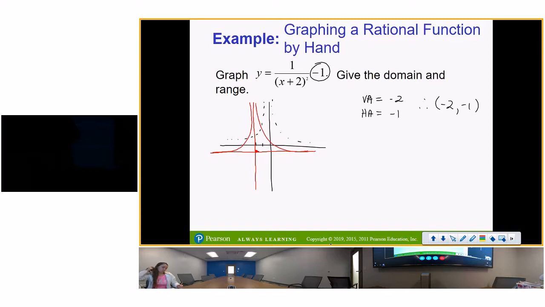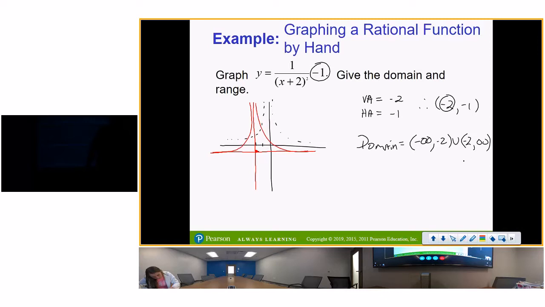All right, so our domain is going to be equal to negative infinity, so it's always this number, negative 2, and then negative 2 to positive infinity, and you always put a union symbol there just to make everything pretty. All right, range is equal to, our horizontal asymptote is what? So it's going to be from negative 1 to infinity.